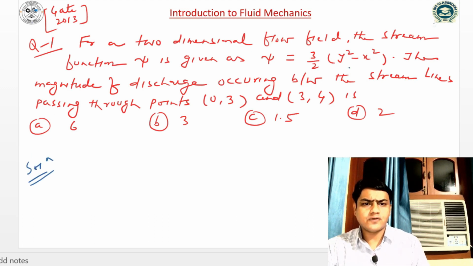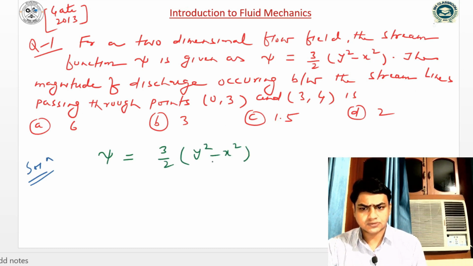For a two-dimensional flow field, the stream function is given, that is psi is equal to 3/2 y square minus x square. Find the magnitude of discharge occurring between the stream lines passing through the points (0, 3) and (3, 4). So if a point is given, let us assume P1 is (0, 3) and P2 is (3, 4). Firstly we can compute psi 1.